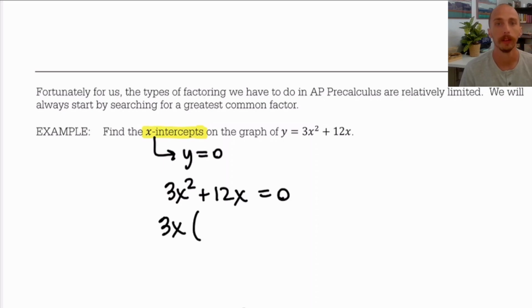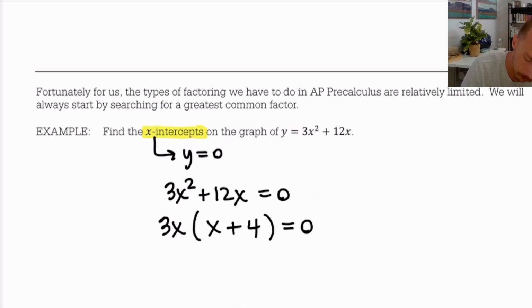What I'll be left with is each of these terms divided by 3x. But I think to myself, what do I multiply 3x by to get 3x squared? And really that's what division is. 3x times x would be 3x squared. That's what I'm left with here. And then over here, if I'm factoring out the greatest common factor of 3x from 12x, I say to myself, what do I multiply 3x by to get 12x? That would be a positive 4.